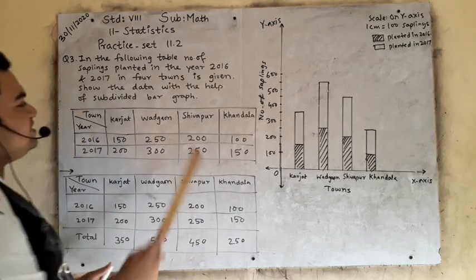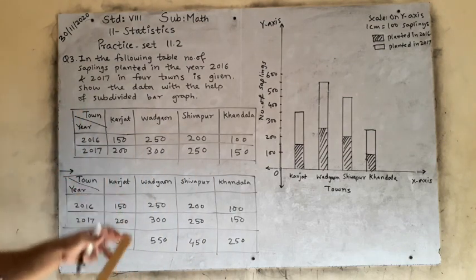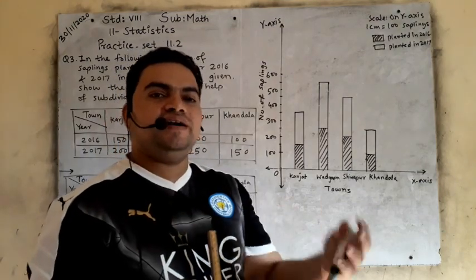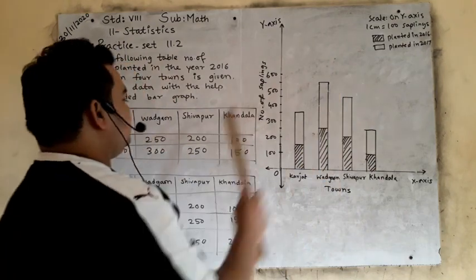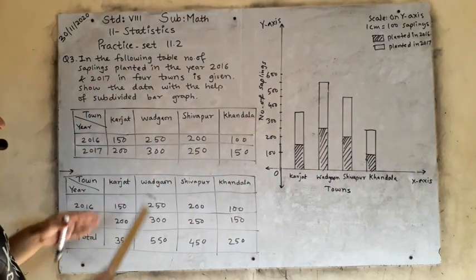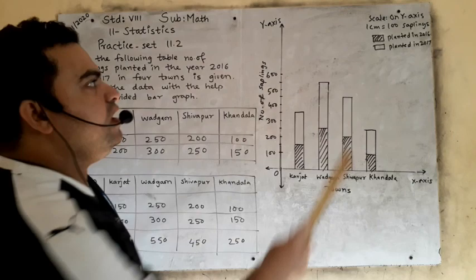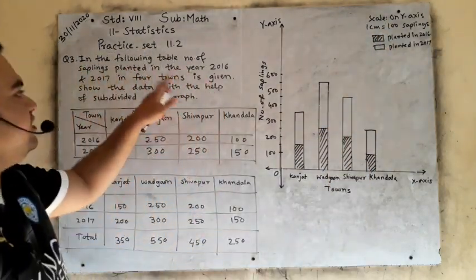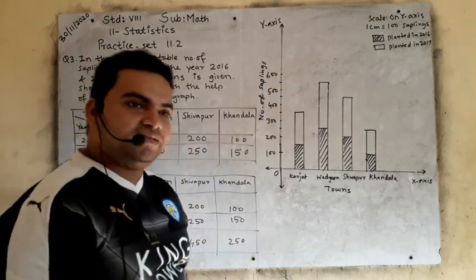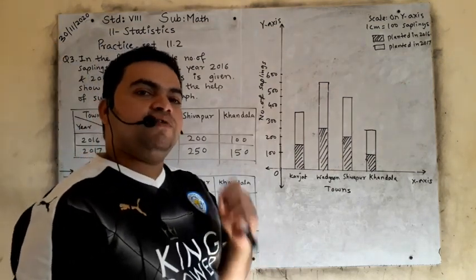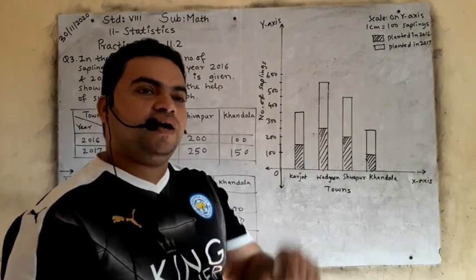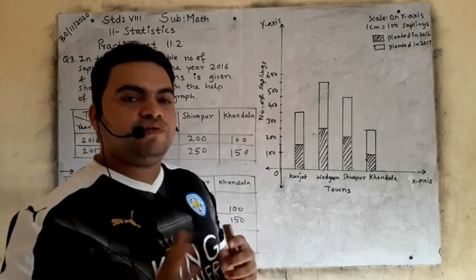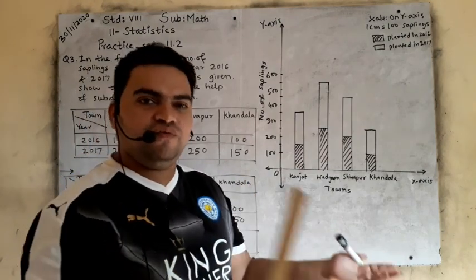See, the scale is not given in this question, so if the numbers are more than 100, always use 1 centimeter equals 100. In the question all the numbers are above 100, so we will use the scale on the y-axis: 1 centimeter equals 100 saplings, because in this question we are talking about saplings. If the number is more than 100, we will use 100. If the numbers are below 100, then we will use 1 centimeter equals 10, or whatever is given.